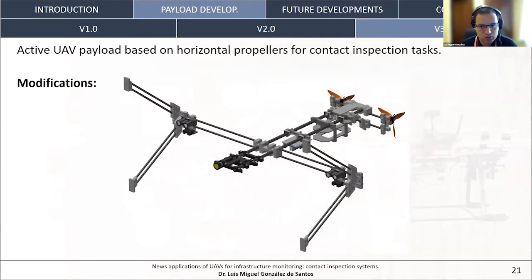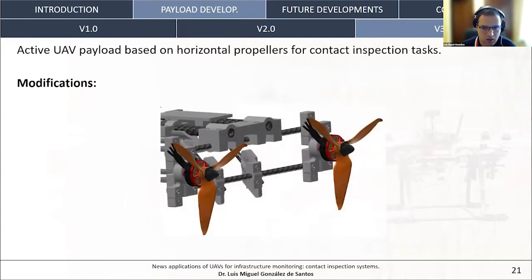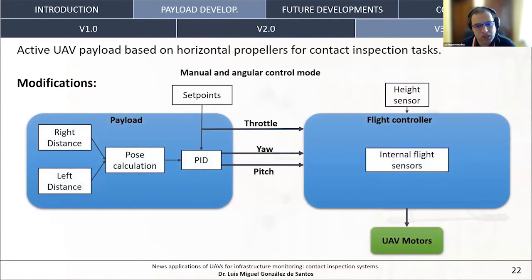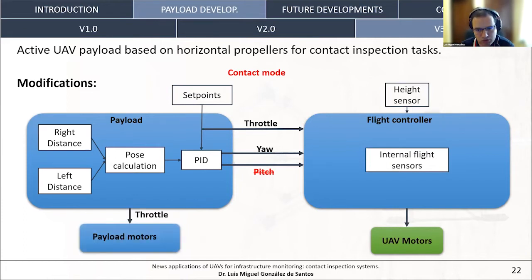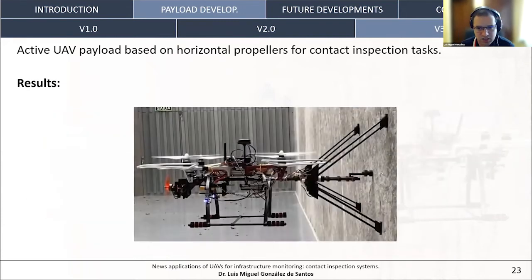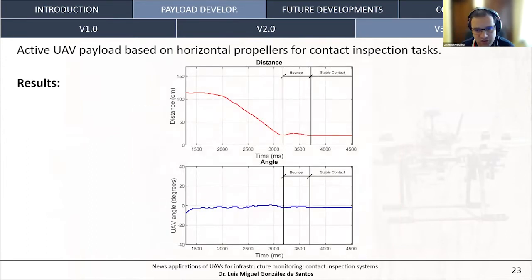The structure of the payload is almost the same, adding 2 motors in the back of the payload, and the control algorithm is almost the same. Just the contact mode was modified. Now the payload does not actuate over the pitch signal to make this approaching movement and maintain the contact, and now it actuates over the payload motors to perform the approaching movement. The system was tested in an outdoor environment, obtaining good results and increasing the flight capacity of the UAV.